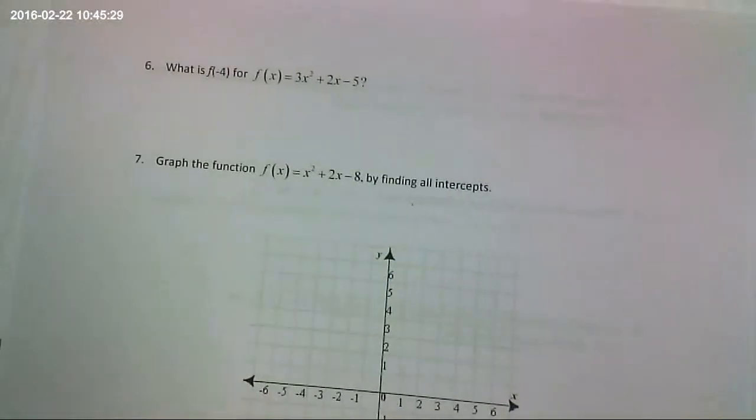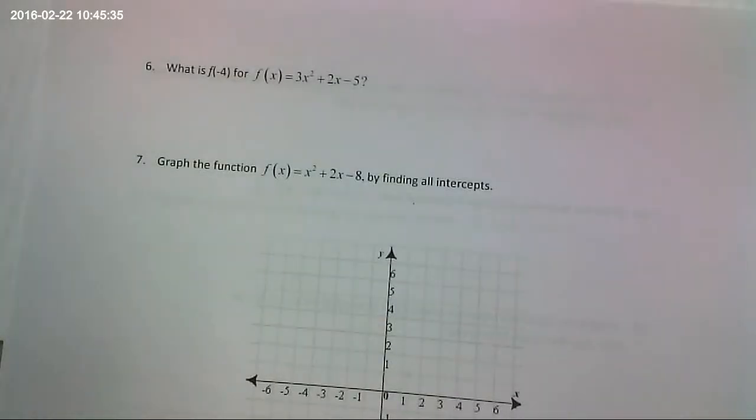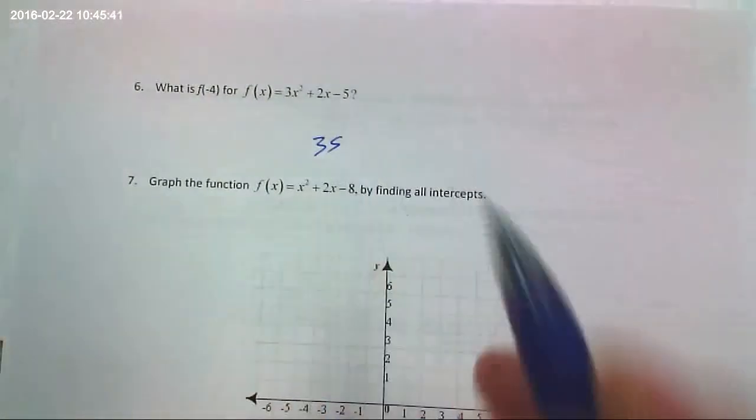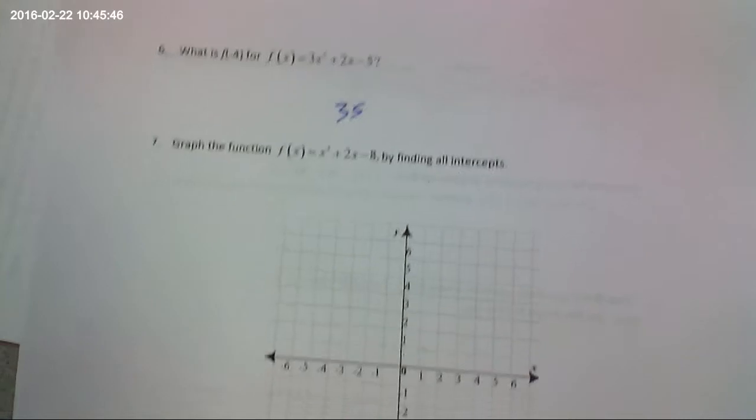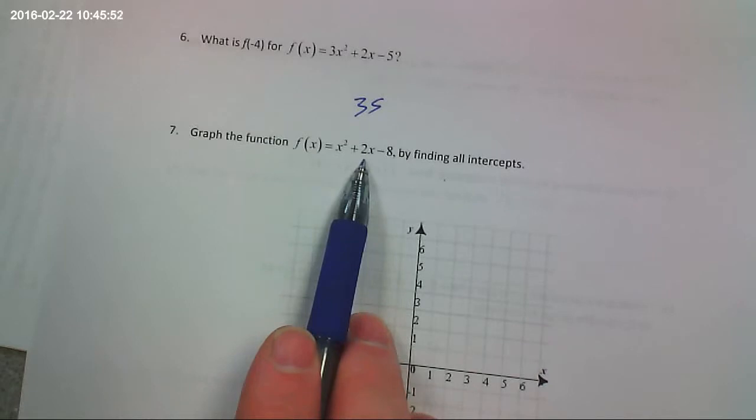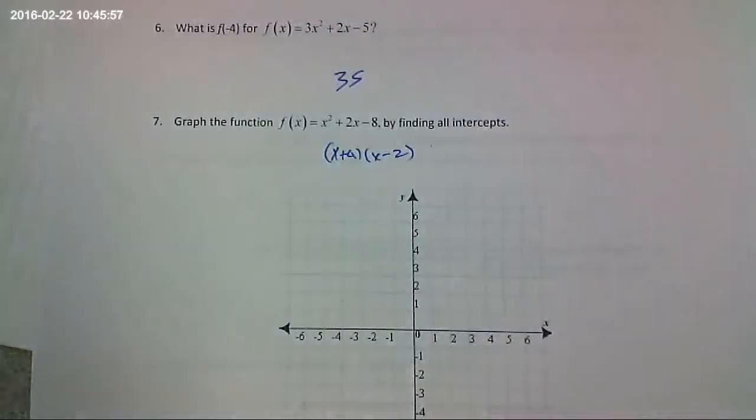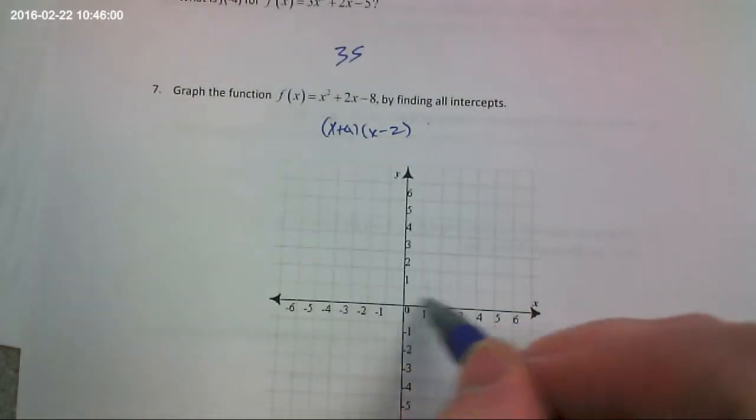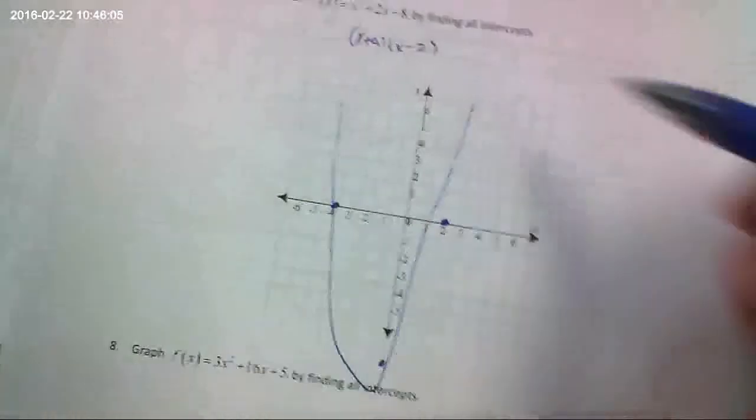Cool. Okay. How do you do number 6? Just put negative 4 in for all the x's, that's it. What'd you get? 85? Oh, positive 35. All you gotta do is plug it in. How many of you are having trouble on things like this that are really easy? Because if you factor this one, isn't it x plus 4 times x minus 2? So the intercepts would be negative 4, positive 2. The y-intercept is negative 8, which is way down there.